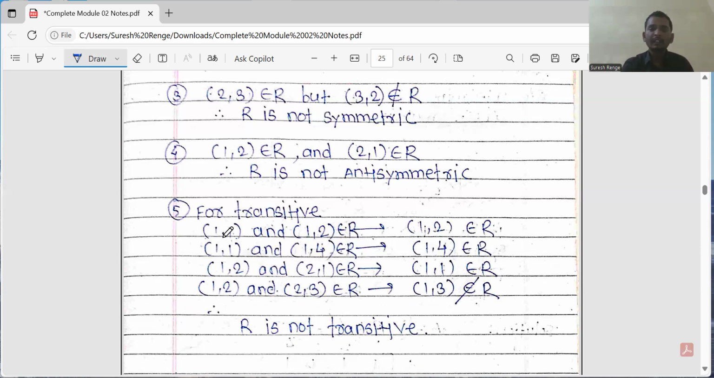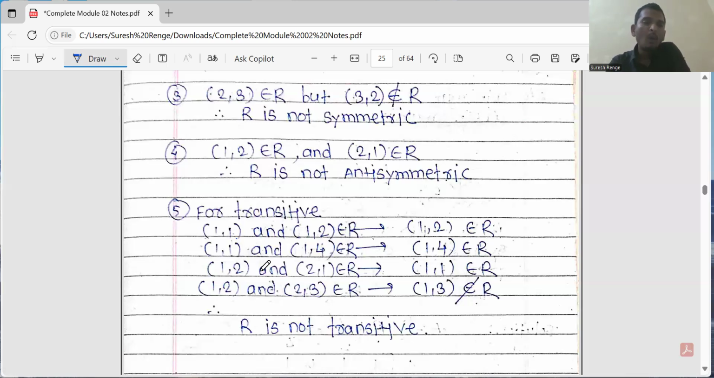Let us start showing that. 1 comma 1 belongs to relation R and 1 comma 2 also belongs to R, which implies by the transitive property that 1 comma 2 belongs to R. Then 1 is related to 1 and 1 is related to 4, so by the transitive property 1 is related to 4, which belongs to relation R.